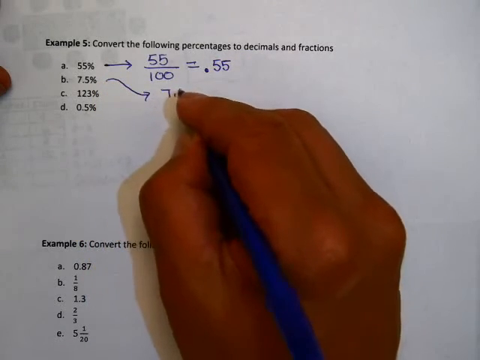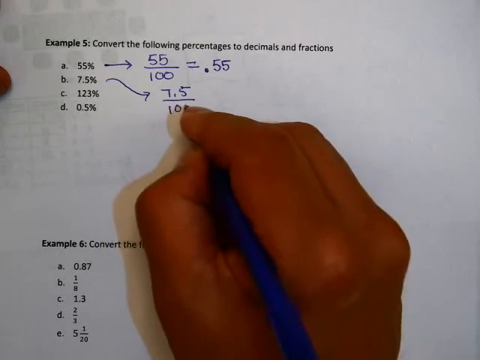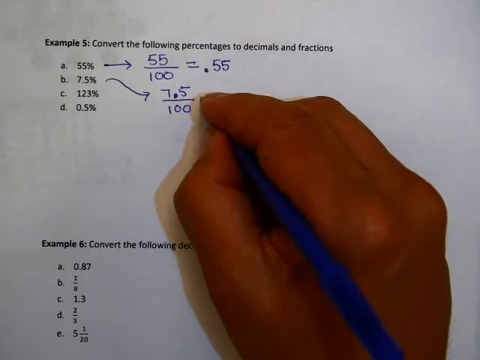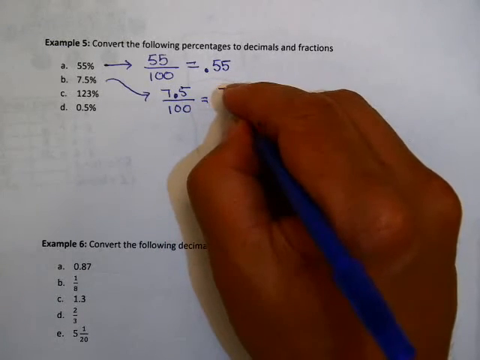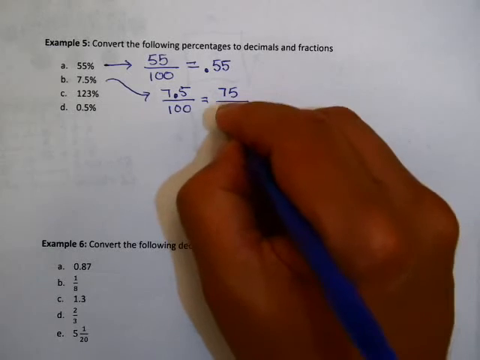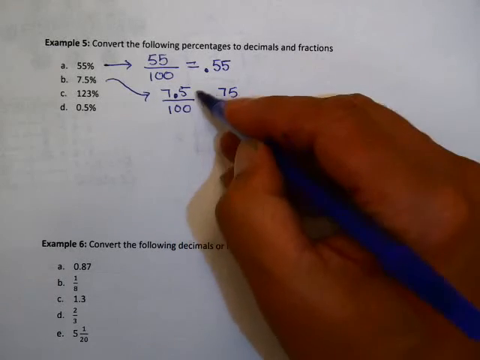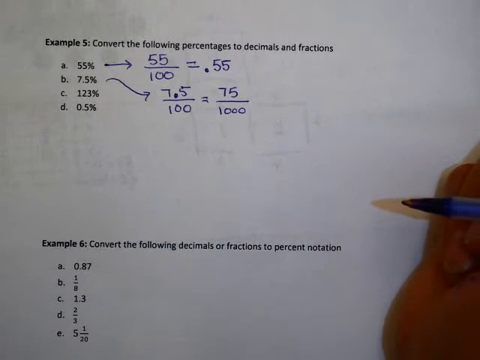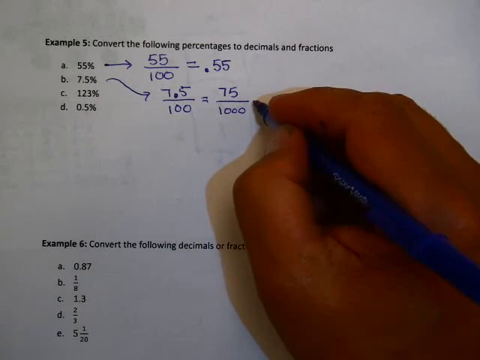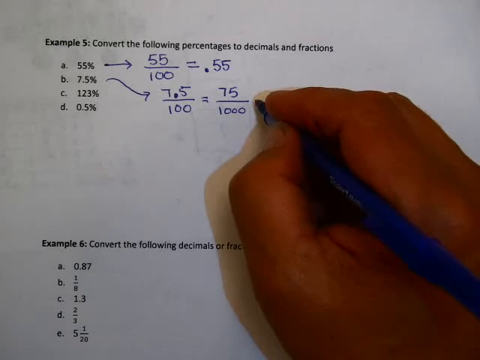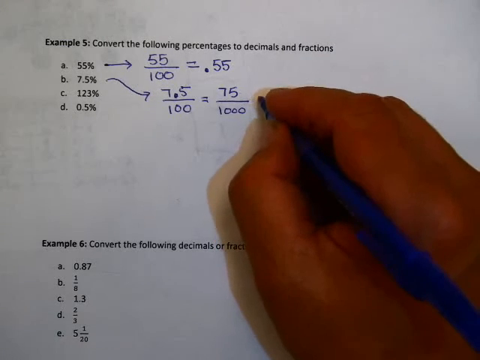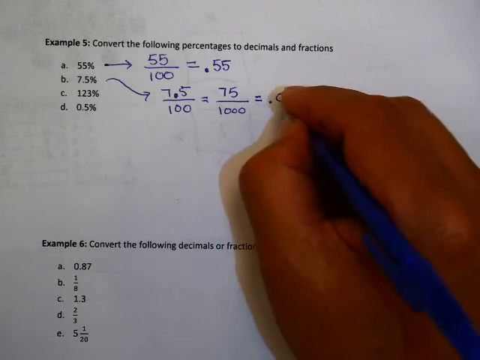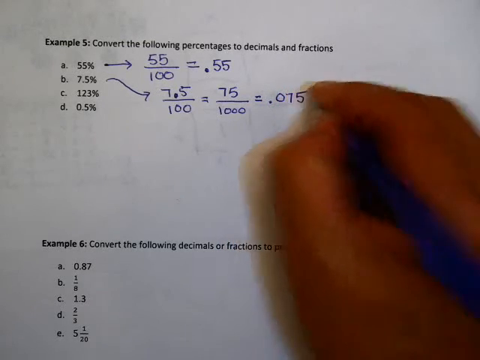7.5% will be 7.5 over 100. Now, in general, we don't like to have a decimal inside of a fraction. So I might take 75 over 1,000. Do you see what I did there? I multiplied the top and bottom by 10, which takes that decimal and moves it over. Of course, 75 over 1,000 can be rewritten and reduced, and again, I'll let you do that. But writing this as a decimal is 0.075.